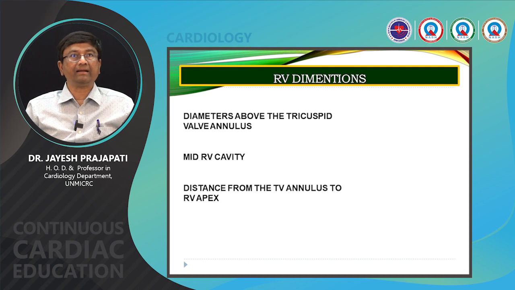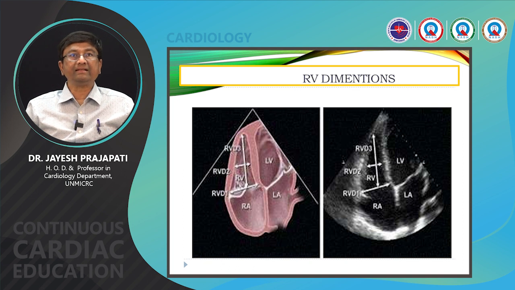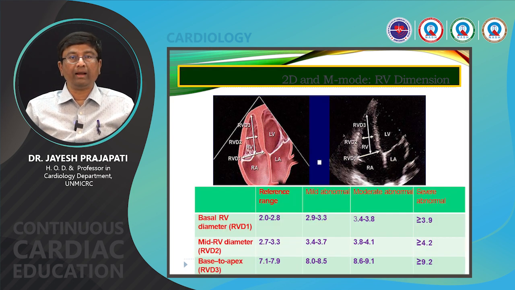And for RV dimension, we have to measure the diameter above the tricuspid valve annulus, the mid RV cavity, and the distance from the tricuspid valve annulus to the apex. So these are the 3 measurements: at the annulus, mid RV cavity, and the length. Accordingly we can say normal or abnormal, mild, moderate, severe, as I have mentioned in this slide. These are the length, mid RV and major RV diameter.